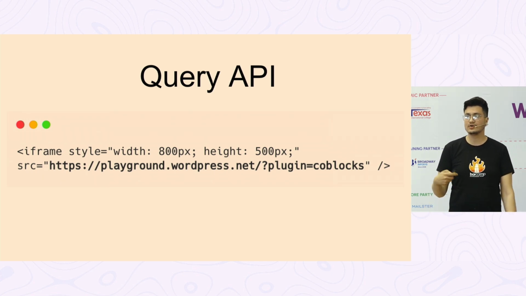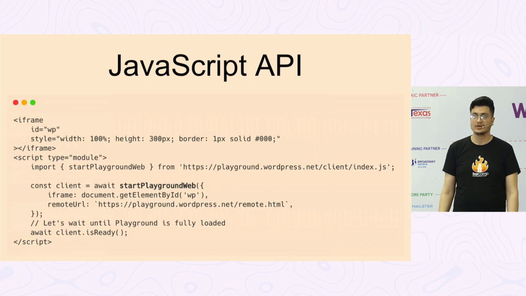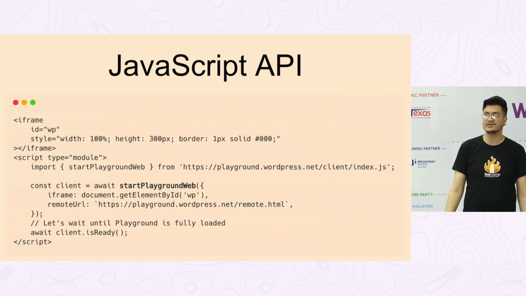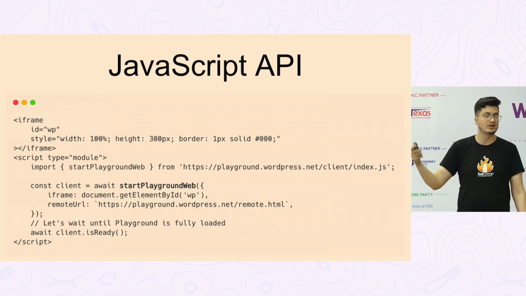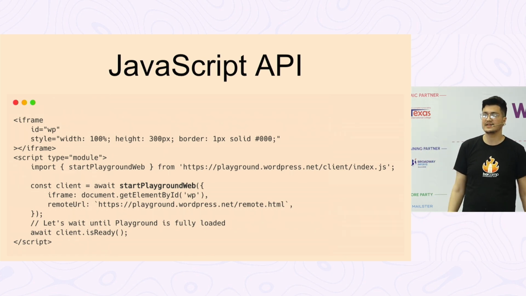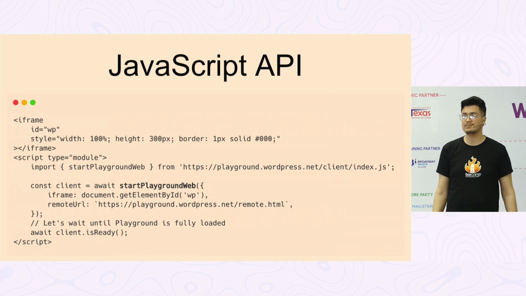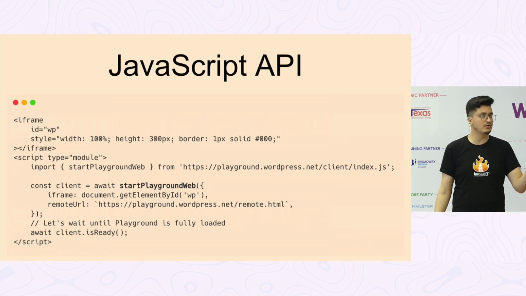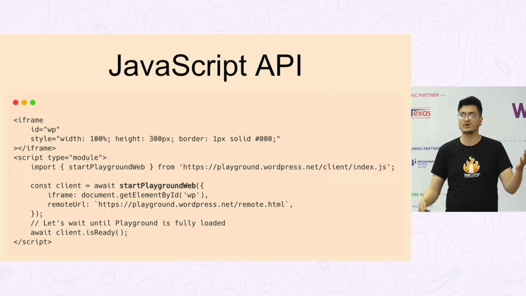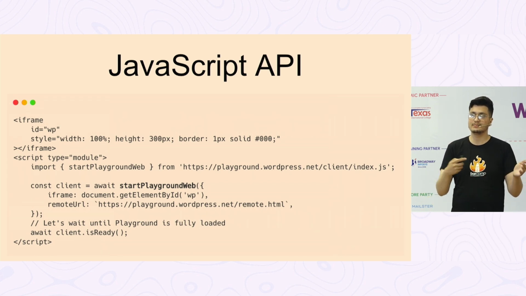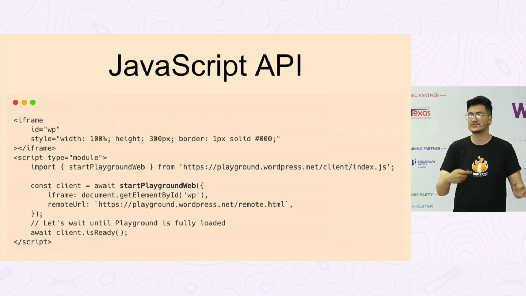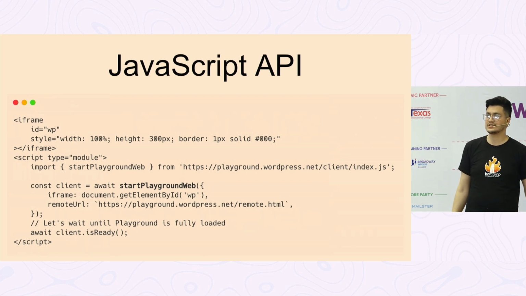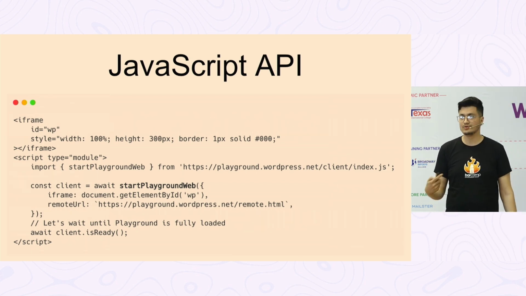If your need is not fulfilled by the query API, you have to move to the JavaScript API. The JavaScript API is a JavaScript library which you can access through WP Playground/client or directly through a URL, and then import a function called startPlaygroundWeb, where you pass the required parameters, such as which iframe to use and what parameters you want to pass when loading your playground. So this increases the level of customization that you can do with your code.